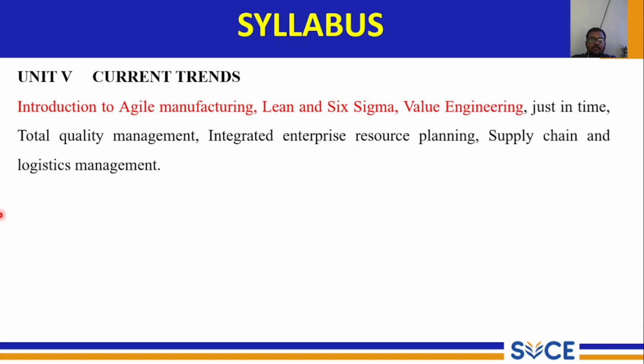So Unit 5, the syllabus is purely about the current trends of industrial engineering. It includes many components and many topics. You could see agile manufacturing, lean six sigma, value engineering, total quality management, enterprise resource planning, supply chain and logistics management. Each of these topics can significantly be considered as a single unit. It can be studied as a single unit, but for want of time as well as the syllabus constraint, we will be looking into the overall concept of all these topics.